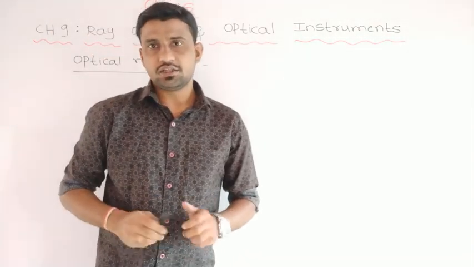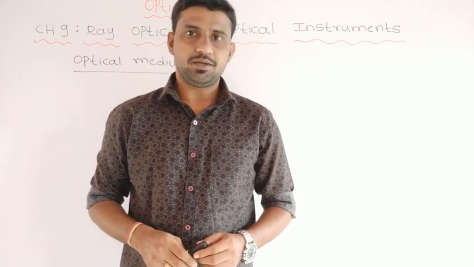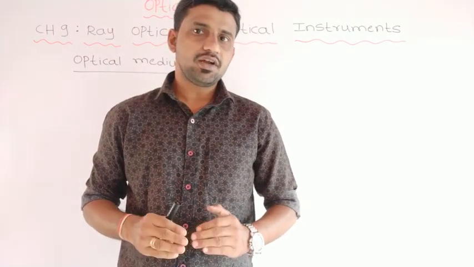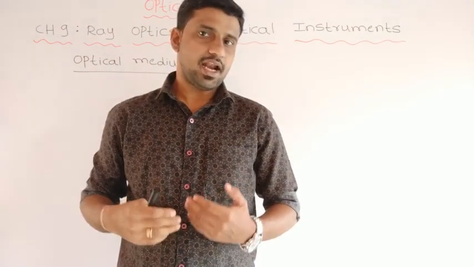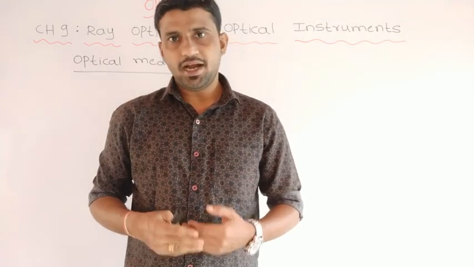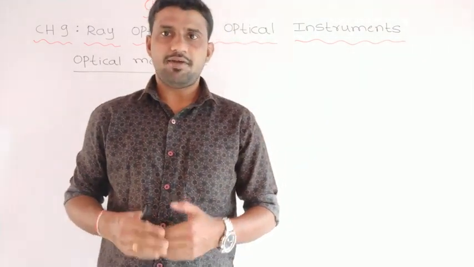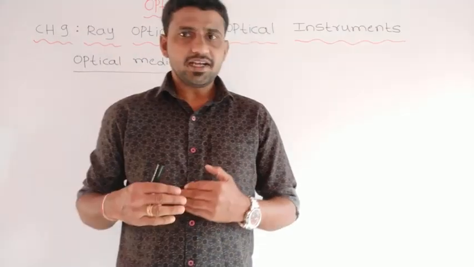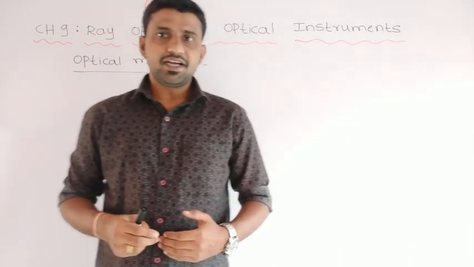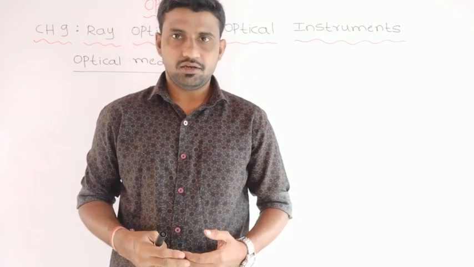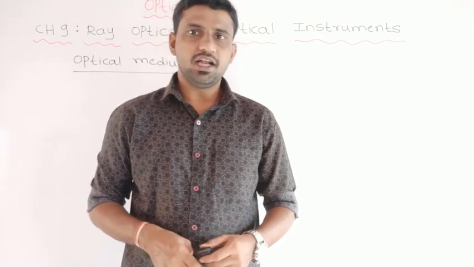We know that light can travel in a different medium. For example, light can travel in an air medium. Similarly, light can travel in water medium and also it can travel in a vacuum medium. So an optical medium is nothing but the medium through which light can travel. Then it is called an optical medium.